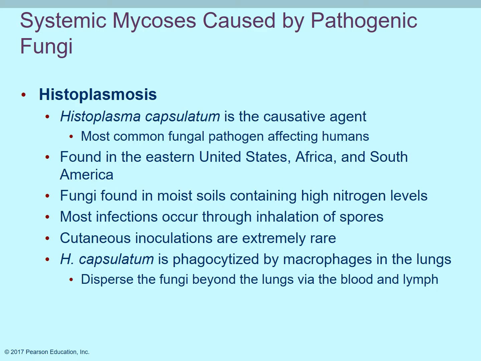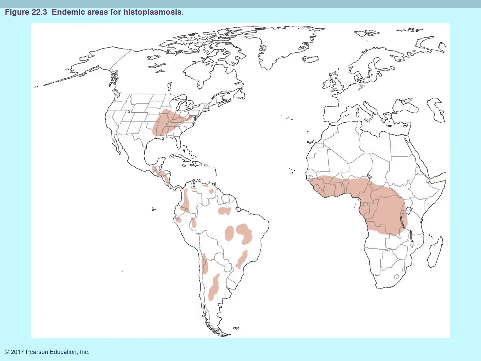Histoplasma capsulatum is the causative agent for histoplasmosis. This is one of your more common fungal pathogens. It's found throughout the eastern United States. It's found in Africa and South America. It tends to be found in very moist soils, especially if it has a very high nitrogen level to it. Usually what happens is the individual inhales the spores. This map shows the endemic areas for histoplasmosis.